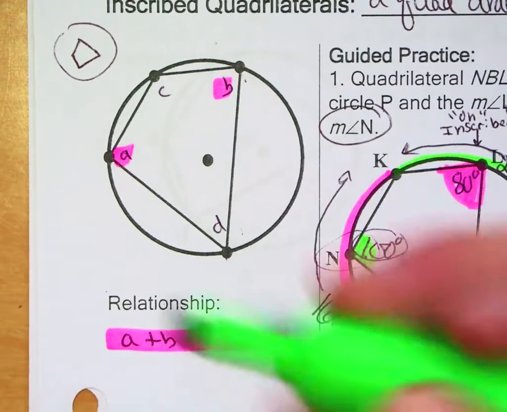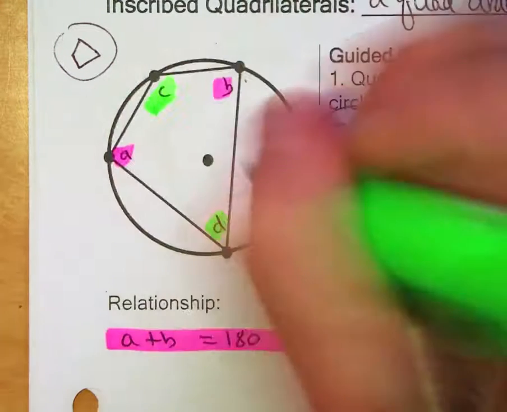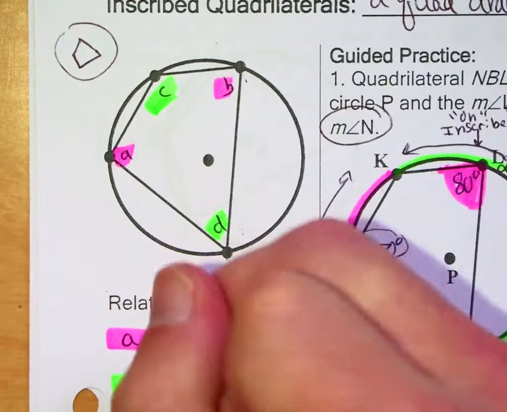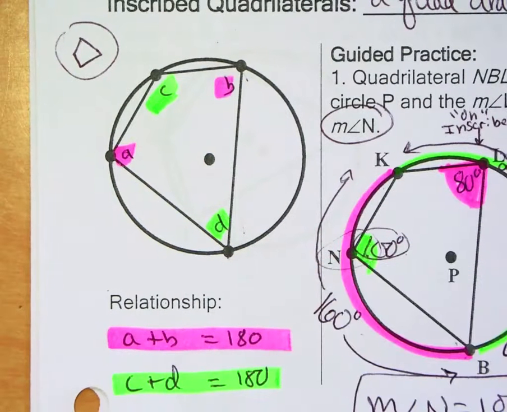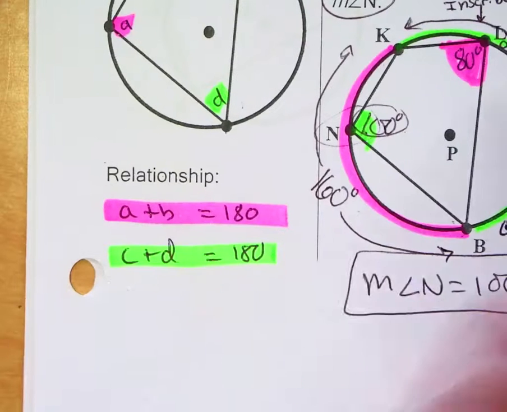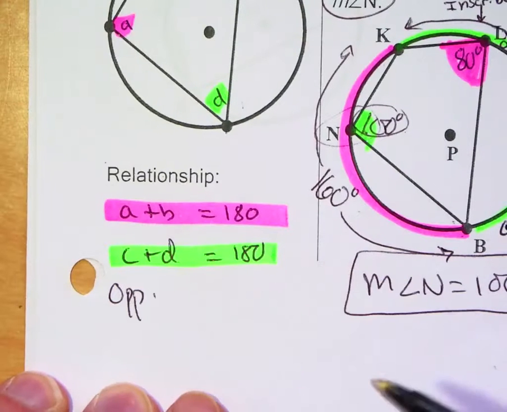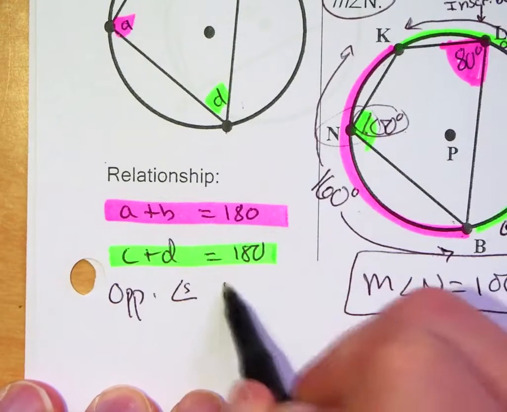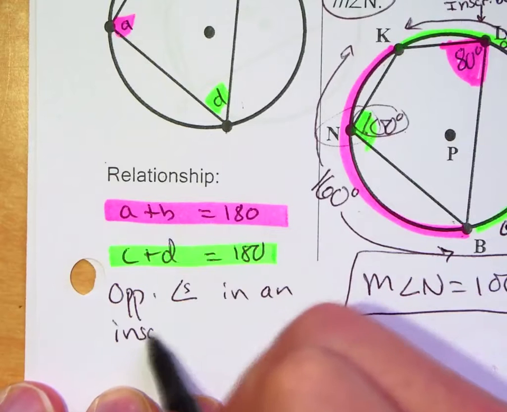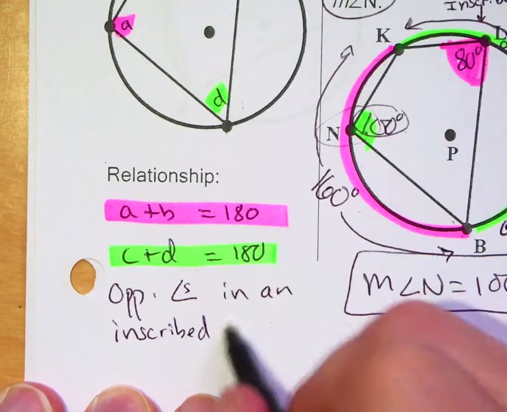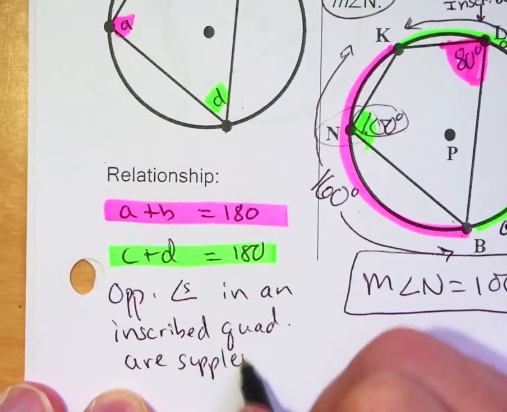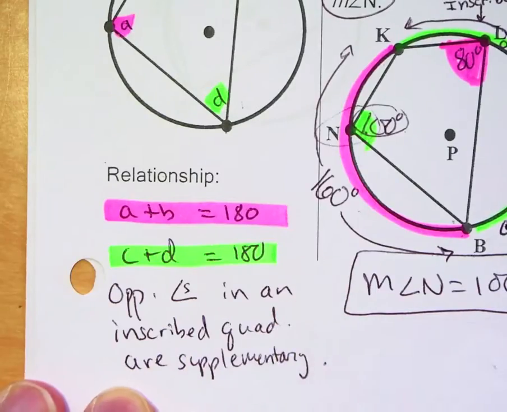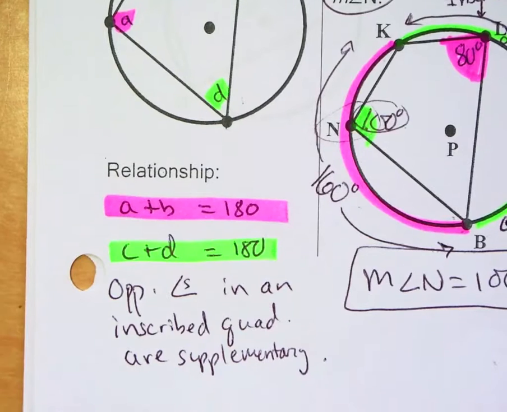Okay, those are opposites. And C plus D, they're also supplementary for inscribed quadrilaterals. A more precise way to say it is that the opposite angles in an inscribed quadrilateral are supplementary. Okay, that's pretty cool. So let's go see a different application.